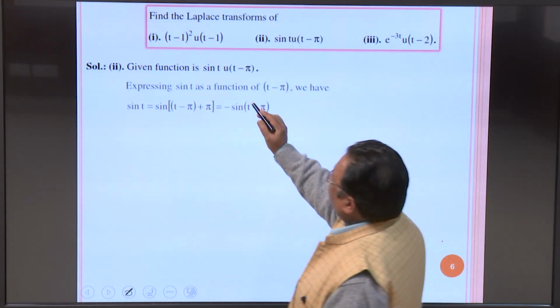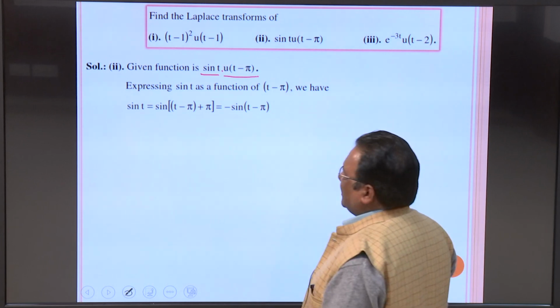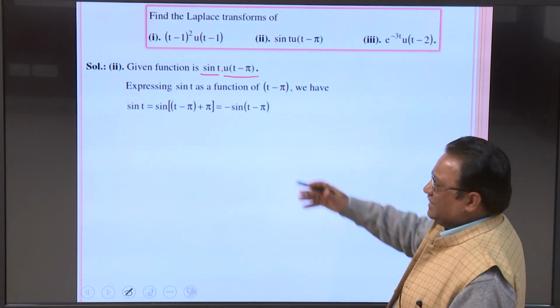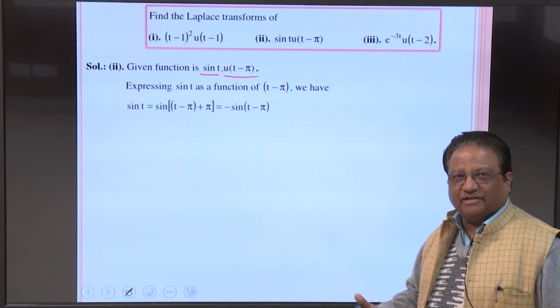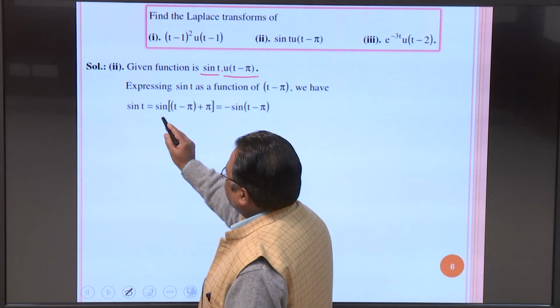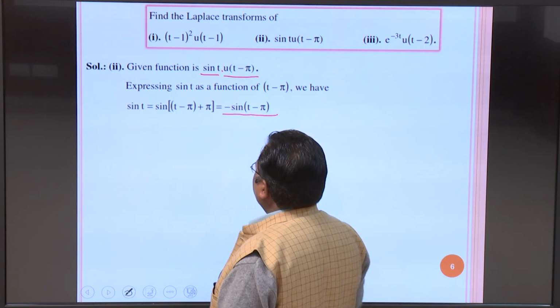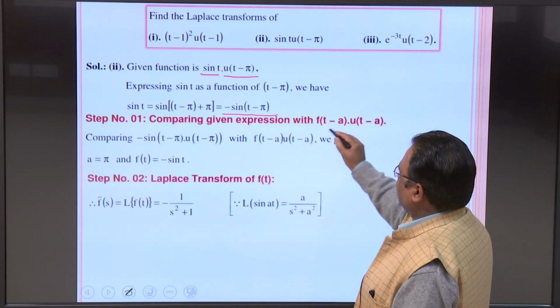Now see, given function is sin t into u t minus pi, expressing sin t as a function of t minus pi. Okay, this is how we represent it, because we have to apply the second shifting theorem. Okay, so how will you write it? sin t can be written as sin t minus pi plus pi, and that can be written as minus sin t minus pi. Clear? So compare the given expression with this standard expression.